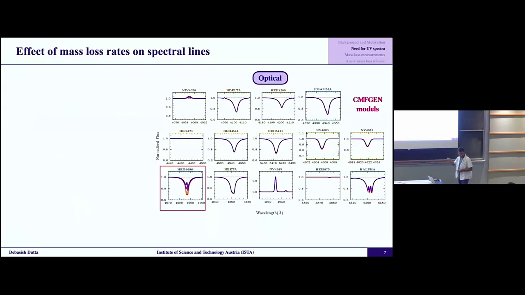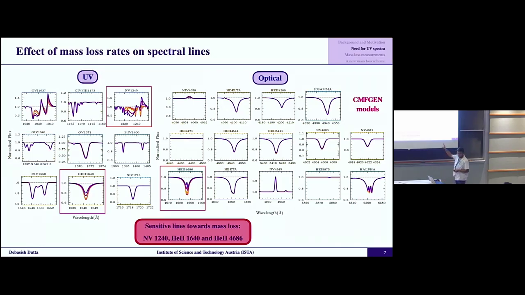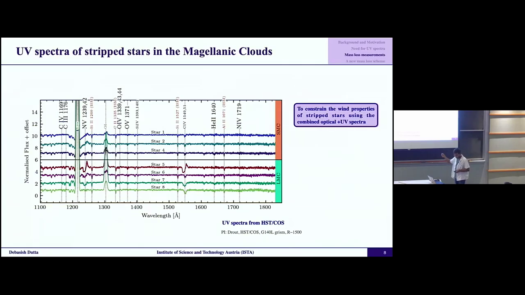You can see all of the optical lines here. The only wind sensitive line here is this helium II 4686, and in the UV we have these other two lines. Together these three lines are sensitive to the mass loss rate, and this nitrogen V 1240 is the most important line because it's the most sensitive. Therefore, what I need to do now is to measure the wind properties of the stripped stars from these new UV observations from HST of the stripped stars.